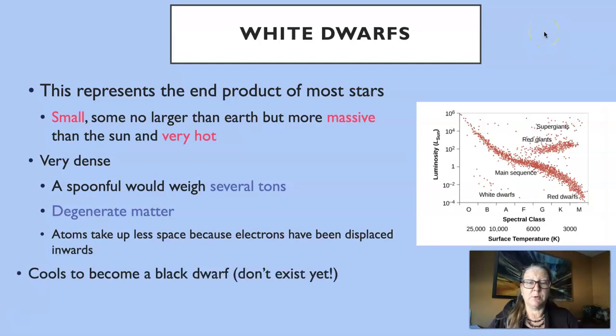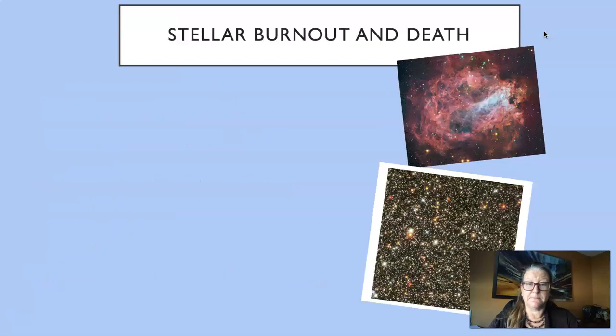White dwarfs aren't burning any fuel. They just cool off over time. Eventually, they'd become a black dwarf, but we don't have any of those yet in the universe because we haven't had enough time for white dwarfs to cool all the way to black dwarfs.